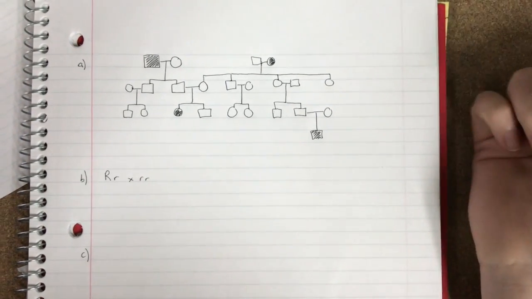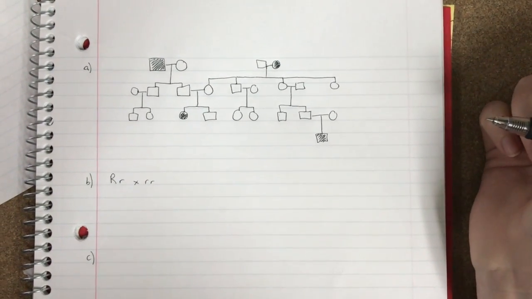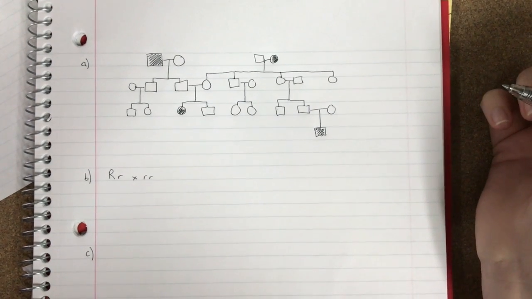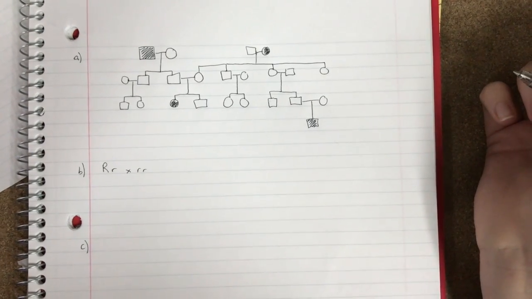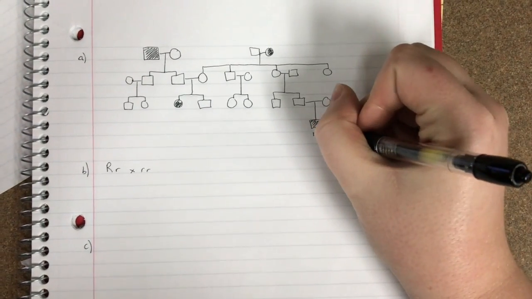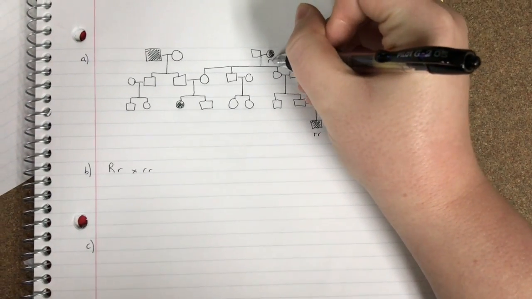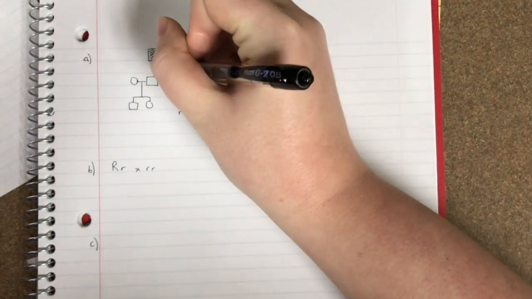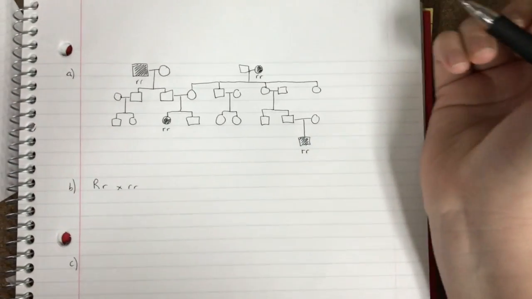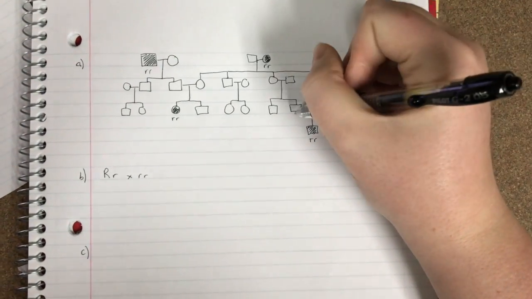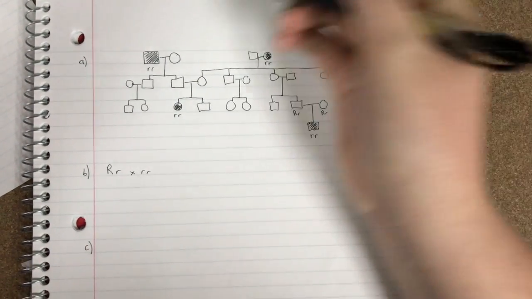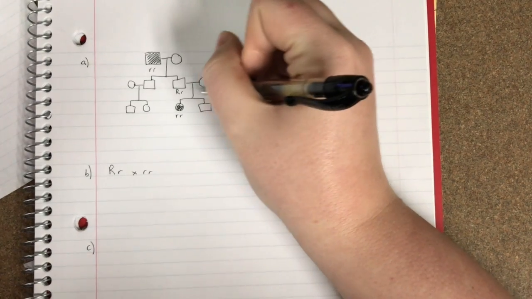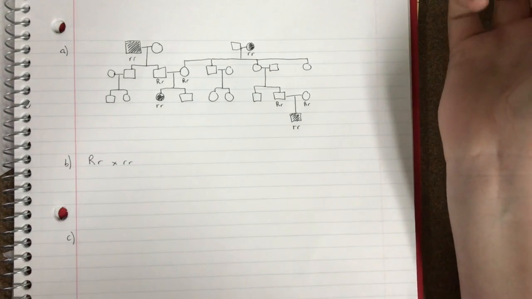So I think the best way to start is to look at our affected individuals. Because this particular gene is heritable in an autosomal recessive fashion, we know that our affected individuals are going to be 2 lowercase r's. Because of that, we know that the parents of those individuals, because they're non-affected, are going to be a little r and a big R. So I'm going to go through and put those in. So that's what we have so far.